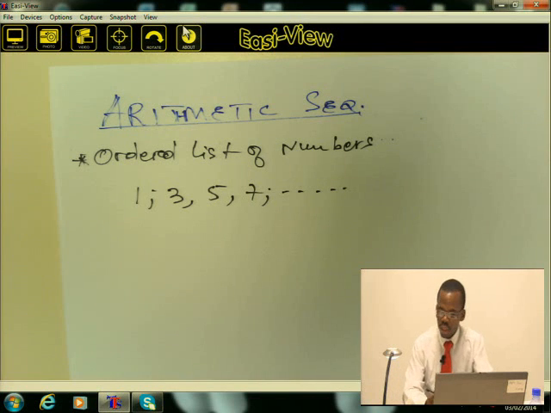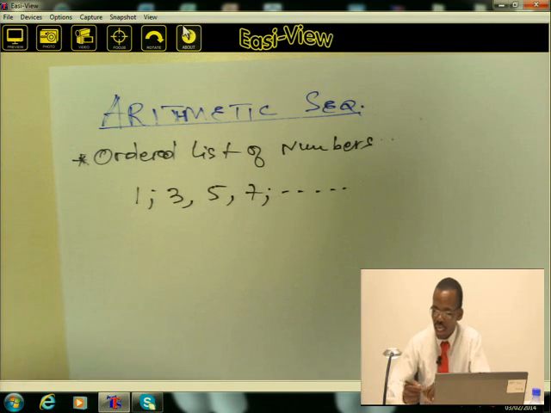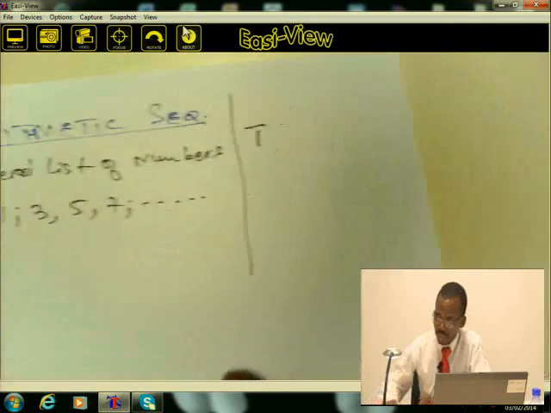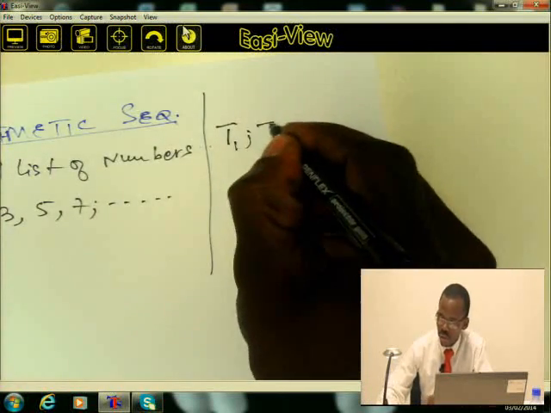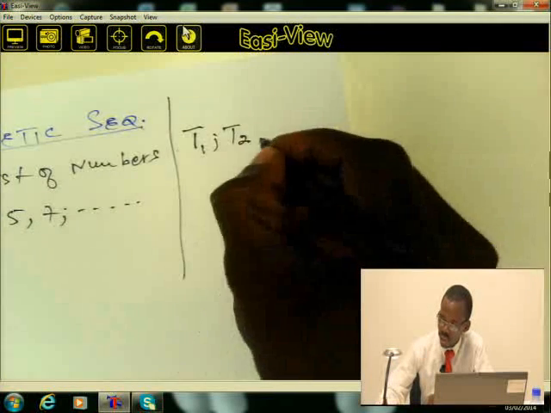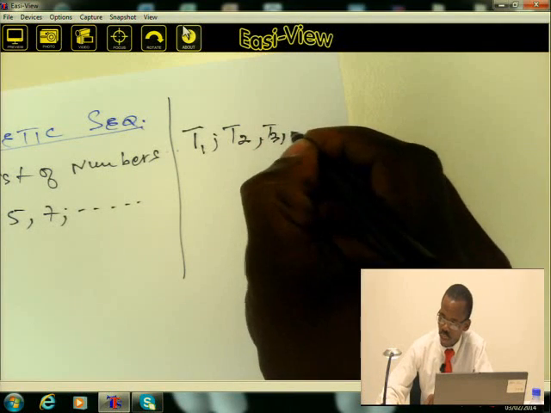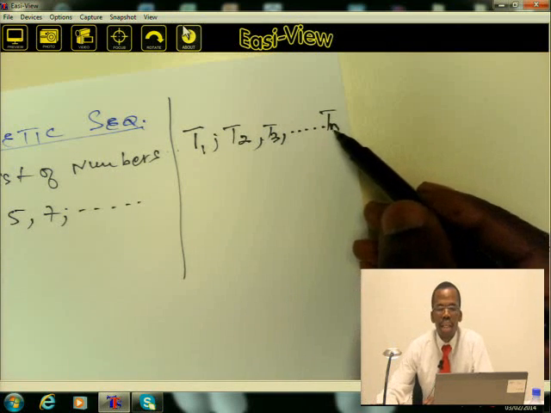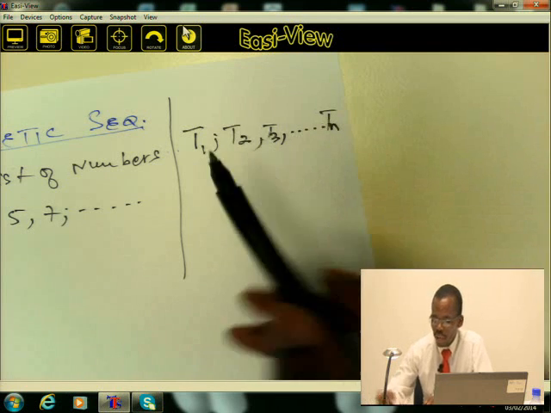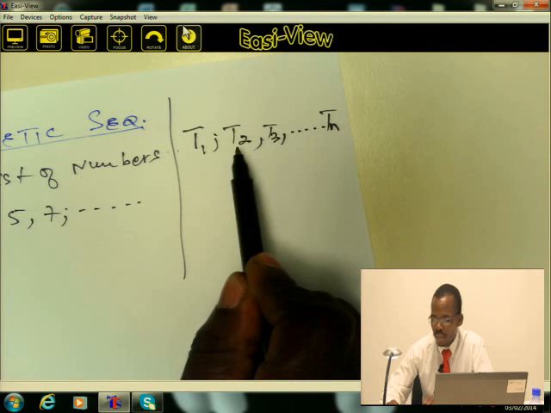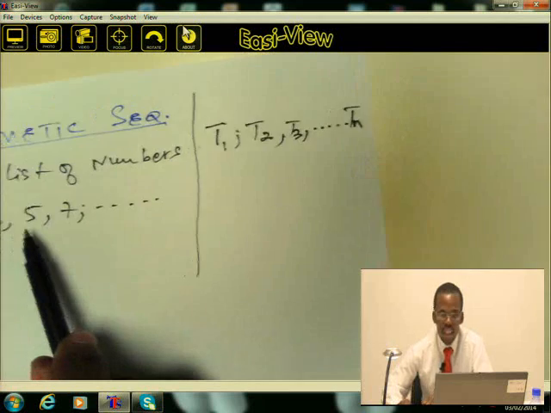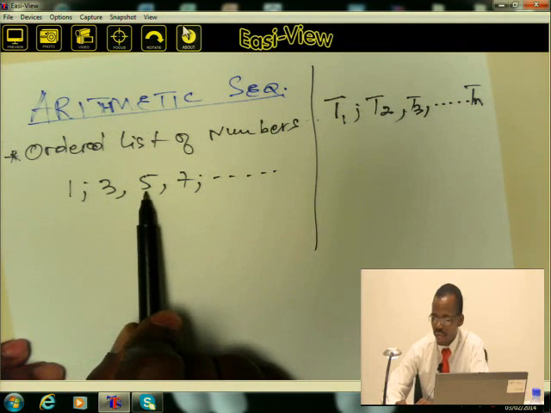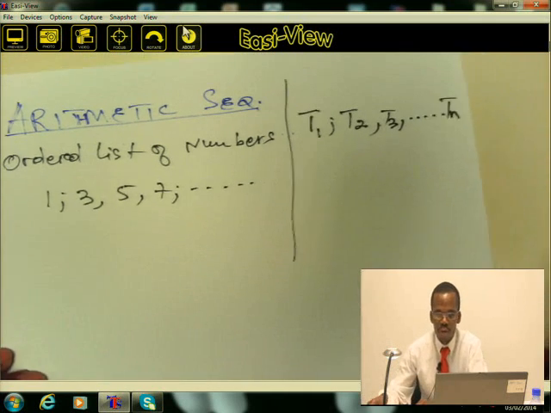Let's consider that sequence. But we know that a sequence can be written in the form T1, T2, T3, up to Tn, where Tn is the nth term of that sequence, and then T1 is the first term, T2 is the second term. In our example here, we can say this is the first term, the second term, the third term, and you can continue and so forth.